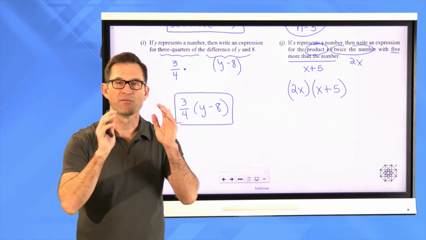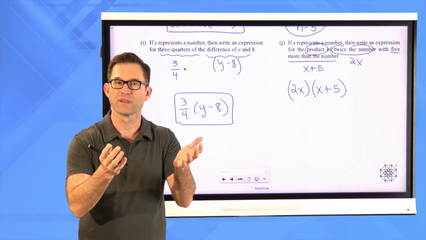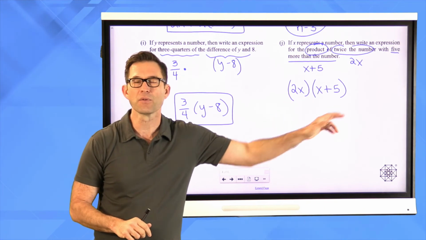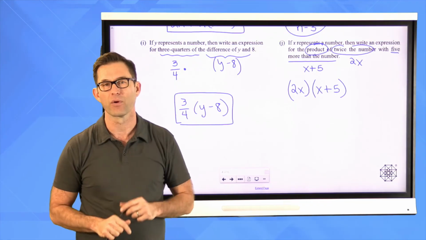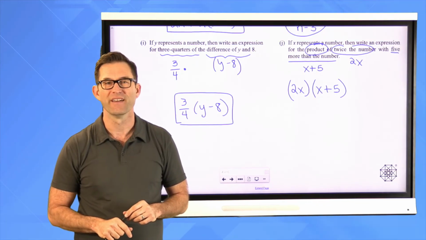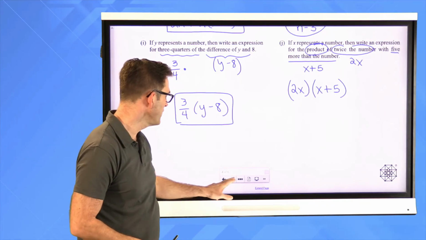I want to be thinking of 2x as a single thing, twice the number. And I want to be thinking about x plus 5 as a single thing, 5 more than the number. Okay, let's do a little bit more work with these.